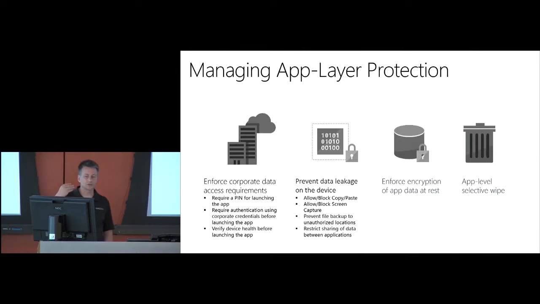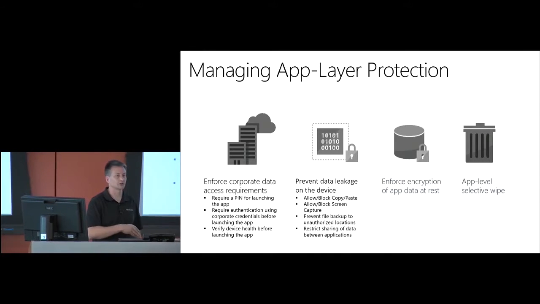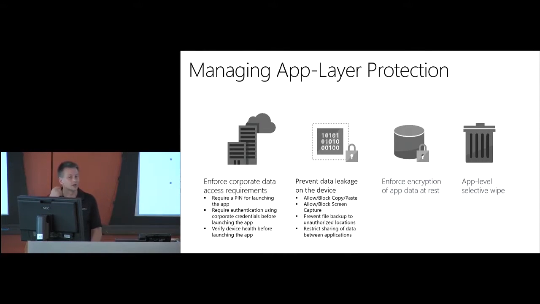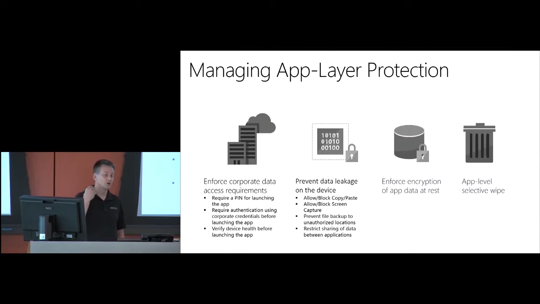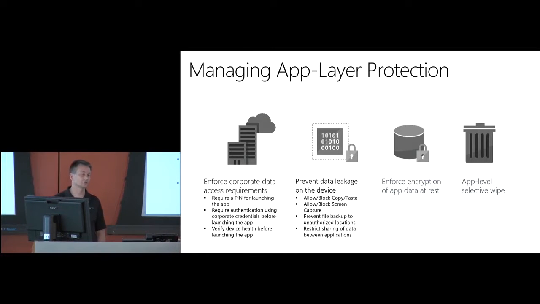After that, obviously, we do things like block cut and paste, and we control where you're able to save the corporate content. For example, you can't open a SharePoint document and then try to save it locally. It will be blocked from saving locally. Today we can save it to OneDrive and SharePoint Online. We're also working with some partners, including Box, that will allow us to save it to your corporate Box environment as well.